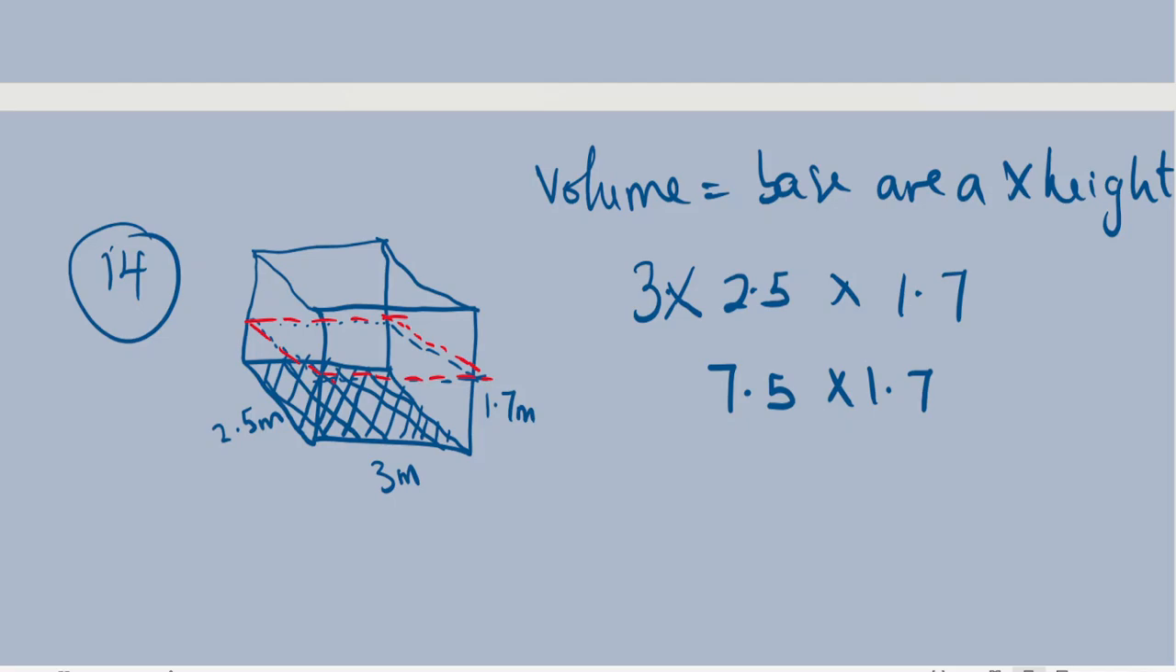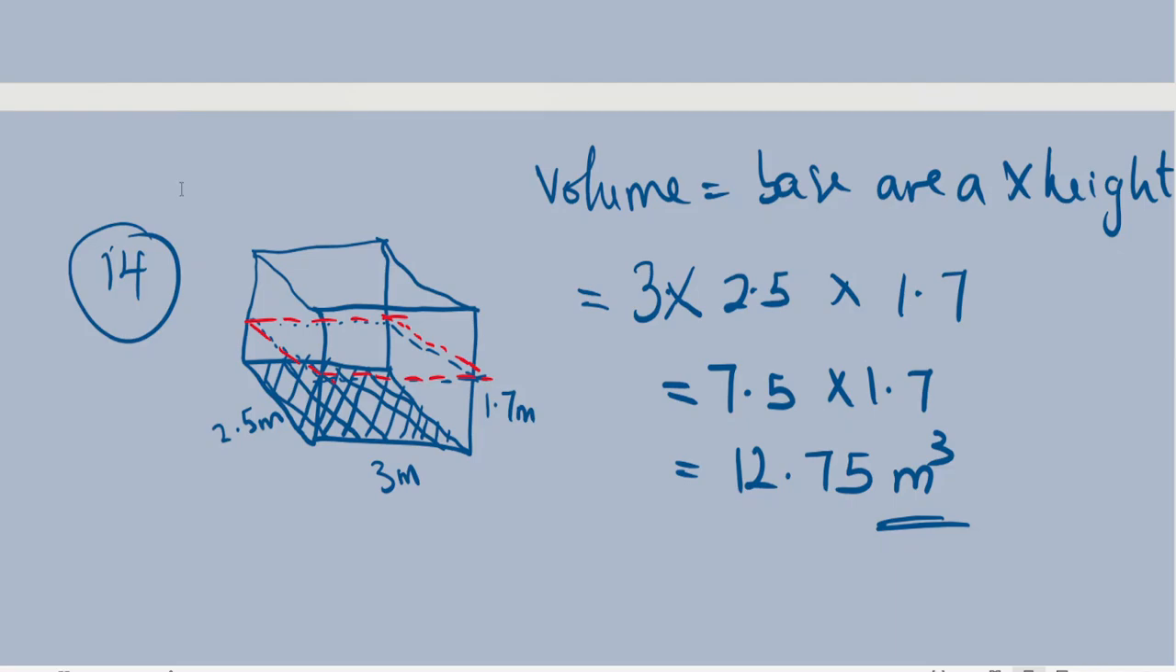Let's just do the multiplication. You can do the multiplication on your own. Just do it in your book. But 7.5 multiplied by 1.7 will give you 12.75. So your volume is 12.75 meter cube. So that's the answer for question 14.